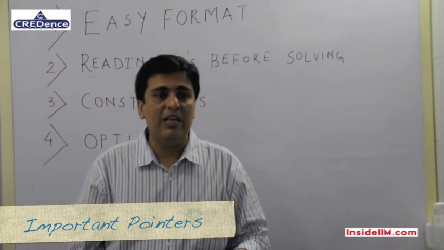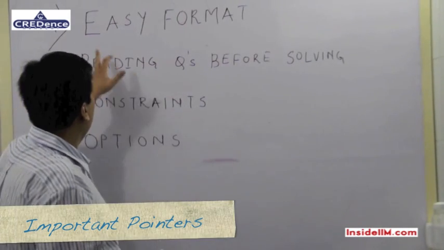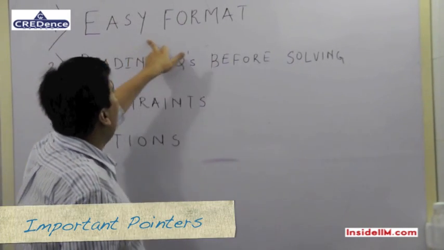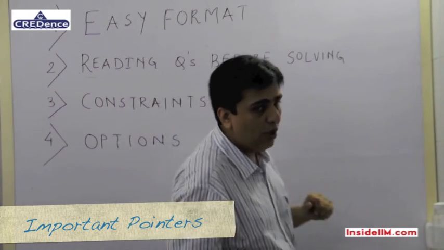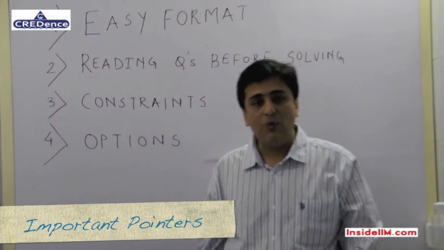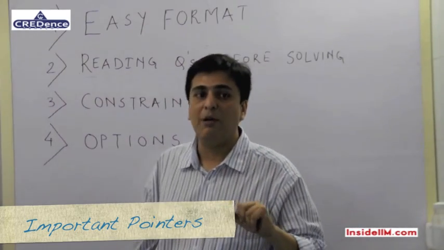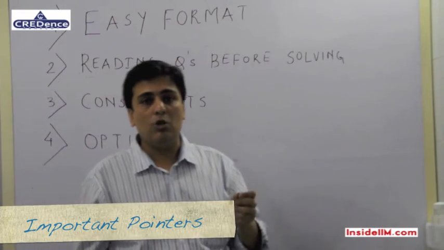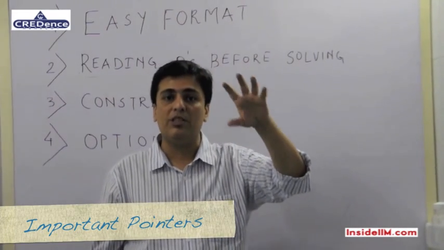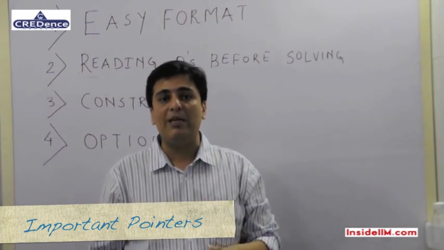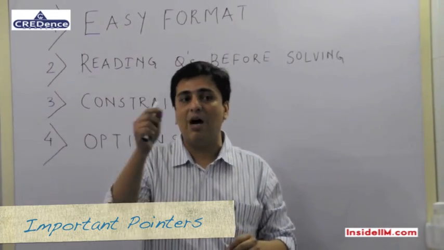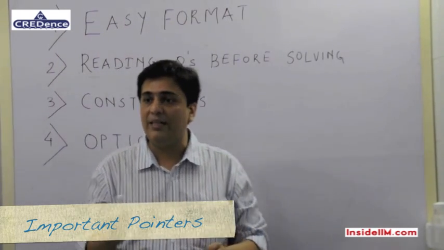So for example, if I look at what we did in this set, first thing, we had an easy format. What do I mean by easy format? Now the set was given to you in the form of a case. You also have to remember now CAT is online, so the set will be given to you on a computer screen. You're not going to be able to underline something. Maybe you can still mark, but you're not going to be able to underline things and all.